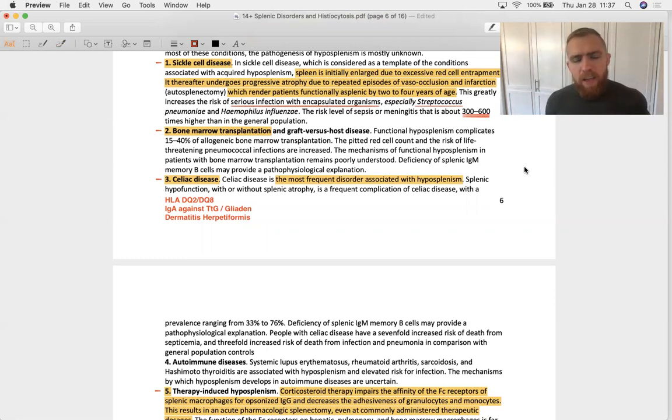Now, it's an autoimmunity against gluten. And specifically, you're making IgA, immunoglobulin A. That's pretty particular to celiac. You're making IgA against this thing TTG. It's an enzyme called tissue transglutaminase. And you might also see the word gliadin thrown in there. And gliadin is just a subcomponent of gluten, okay? And so it's associated with HLA types DQ2 and DQ8.